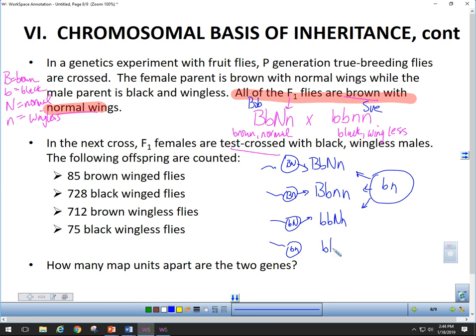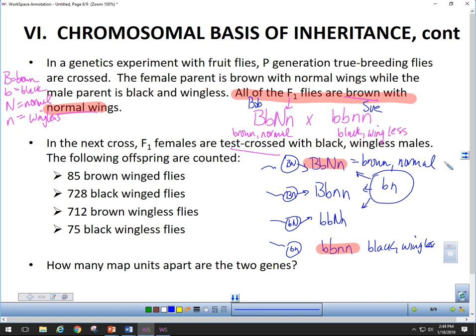Let's compare them now to the parentals, right? I'm going to use my little highlighter. Bob was brown normal. This is brown normal right here. Sue was black and wingless. This is black and wingless right here. So I'm going to write that out to the side just so that you can see this. This is black, comma, wingless. This is brown, comma, normal.